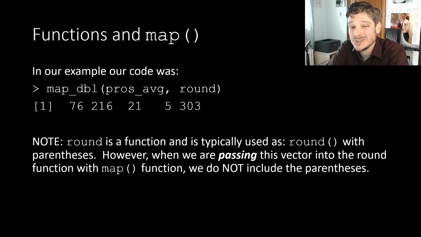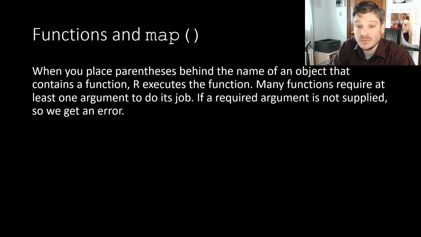So what we're trying to do with the map function is saying, okay, take that prose average, and we're going to pass that into the object known as round, which ends up being a function. So it has to do with the way that we name our functions and the way our functions are stored in the computer's memory. But again, we're just passing that vector. So we don't want to include the parentheses in this case. If we do include the parentheses, R is going to try to execute that function, but we're not going to actually have an argument supplied when we run that function.